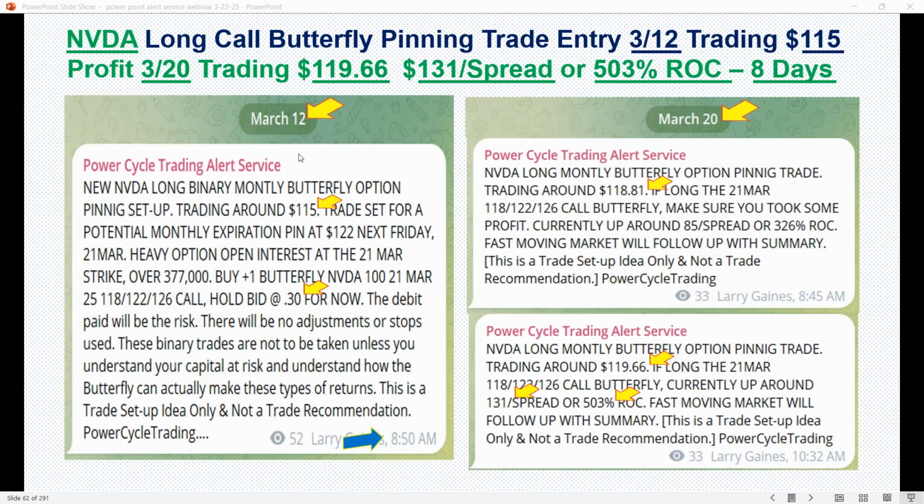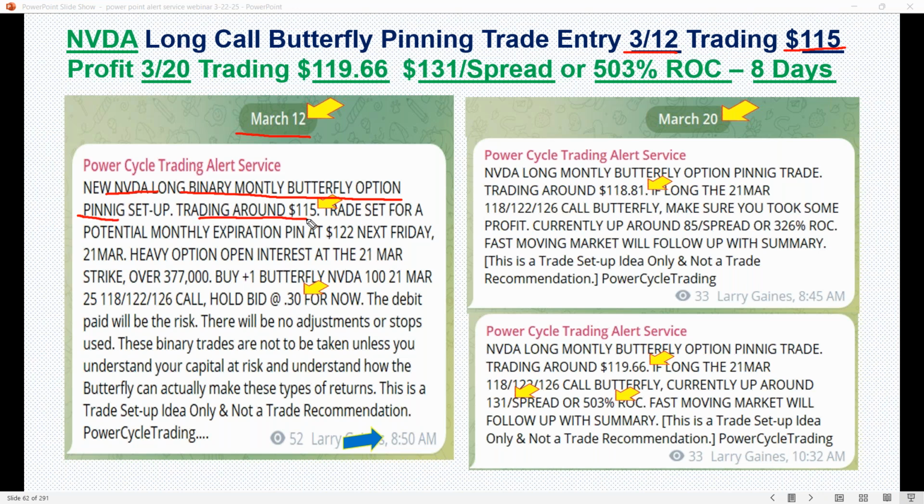So this is one that we did on NVIDIA, on the 12th of March, and NVIDIA was trading at 115. And then you can see here it says new NVIDIA long binary monthly butterfly. So what binary means is we're going to either make money or lose money. But the reason we're going to do it is because we do these for so cheap that if we do lose, it's very minimal. But if we win, we can have a huge winner. All right. So these are based on what we call a pin.